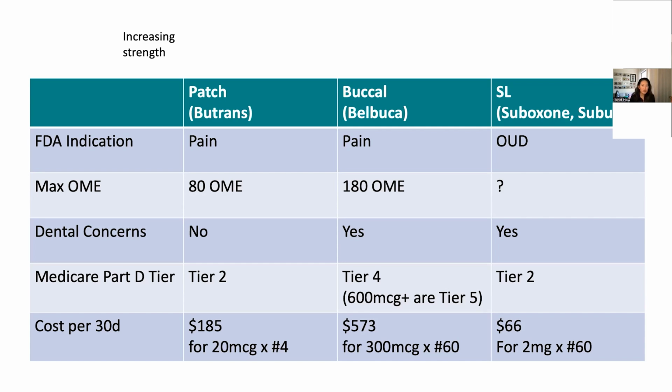And then just to point out the cost below, you can see that the buccal film, Belbuca, is really, really expensive. This is from GoodRx, and I looked this up for Palo Alto for a month at the CVS. And so these are rough prices, but you can see that the patch is somewhere in the middle, and then the sublingual is the cheapest.